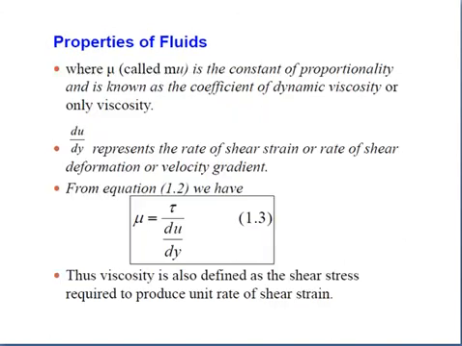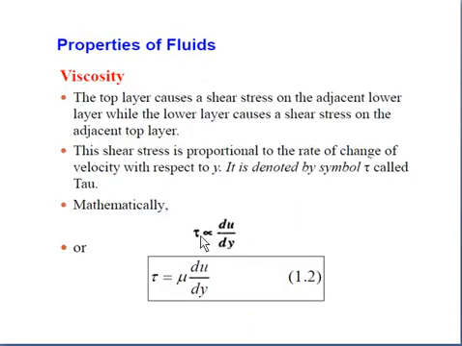Here, in this equation, shear stress is directly proportional to the shear strain or rate of shear strain. It is also called the velocity gradient. And here mu is the constant of proportionality. So this is Newton's law of viscosity.